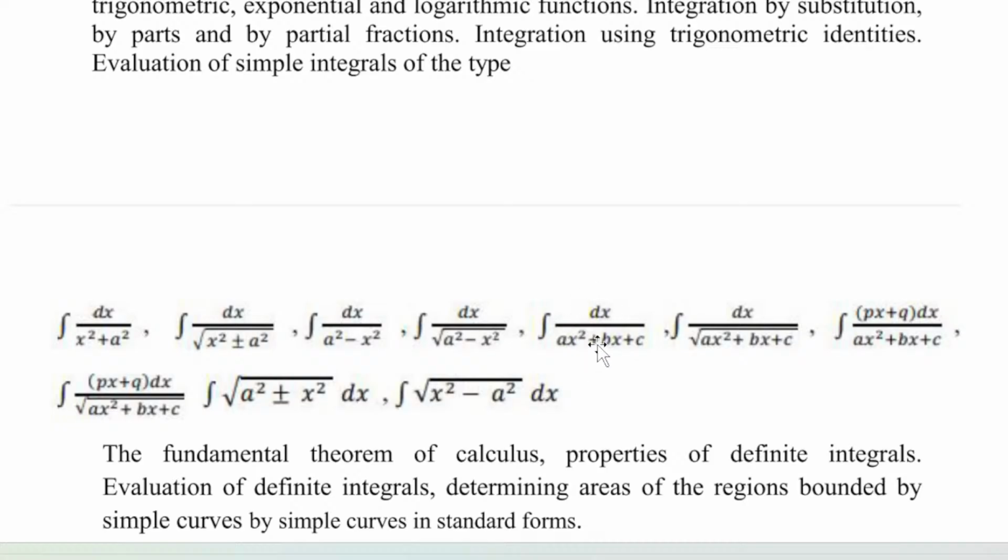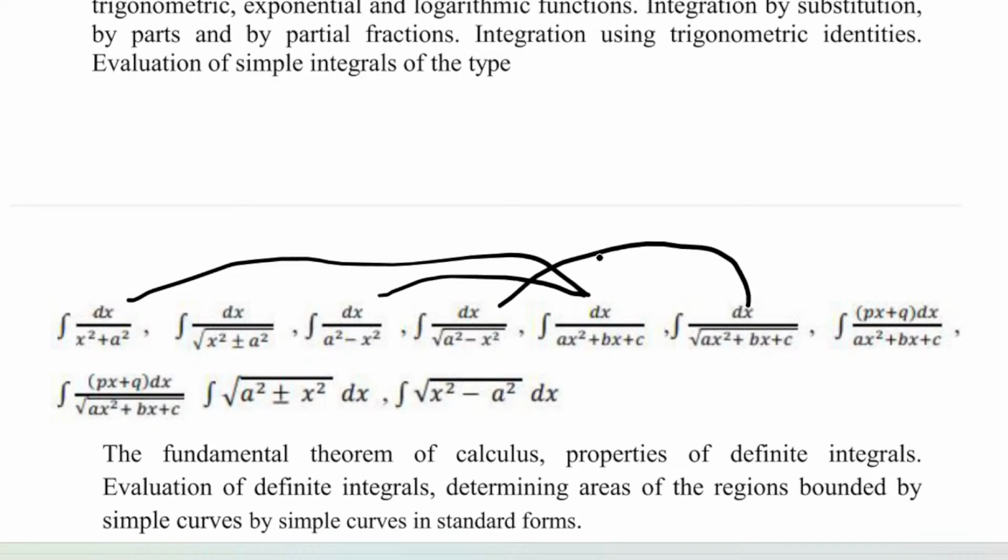This one converts to either this or this, right? Similarly, by the same logic, there's a square root here. This one converts to either this, or this, or this, right? So the fundamental thing is these 5. If you know these 5, that means these two are automatically known. Agree?